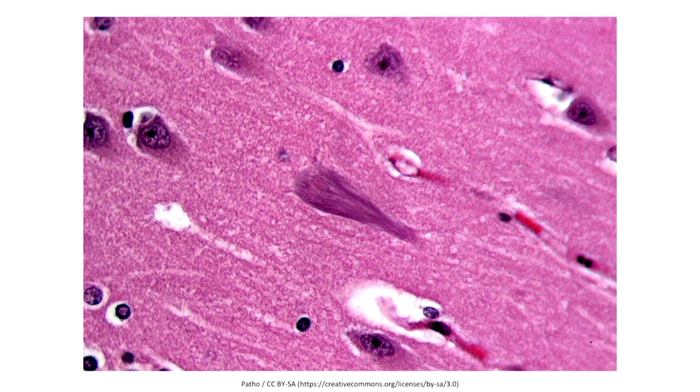Here is another H&E stain of a brain biopsy in a patient with Alzheimer's disease. Here you can see a neurofibrillary tangle. Again, these are caused by the accumulation of hyperphosphorylated tau protein.